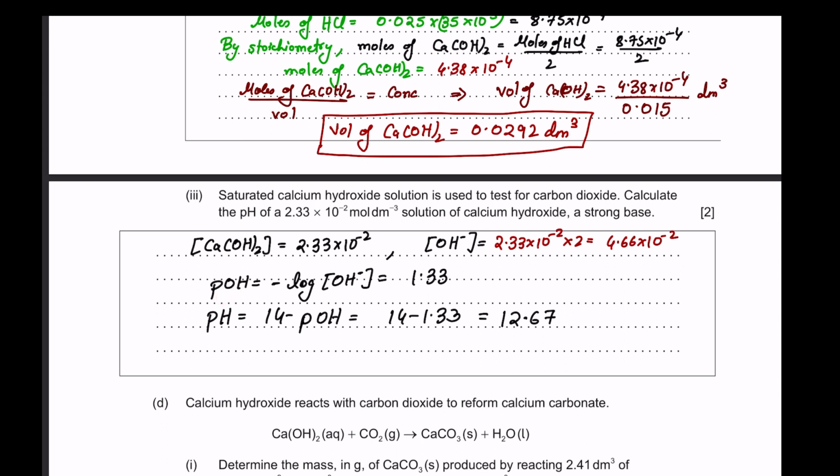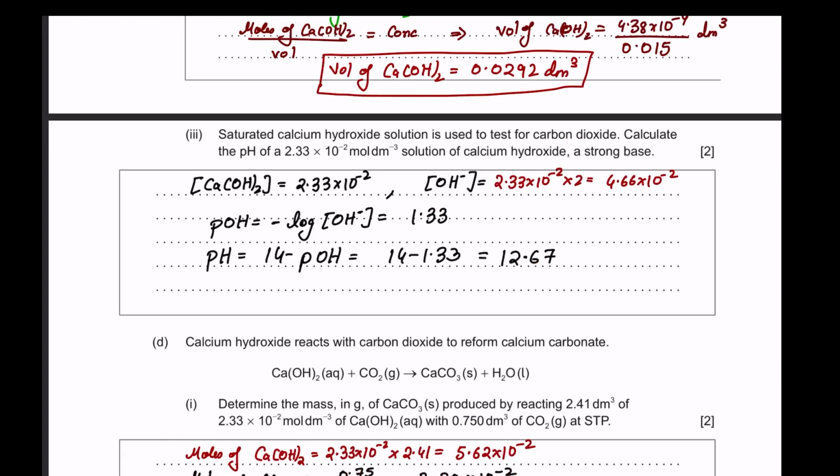Now we can find pOH. pOH is minus the log of OH⁻. If you plug this value in, you will get the pOH value as 1.33. Now, the formula for pH is 14 minus pOH. 14 minus 1.33 becomes 12.67, which makes sense because Ca(OH)2 is a strong base. So our value of pH should be somewhere close to 14 if we are using a strong base. So yeah, this is the correct answer to this question.